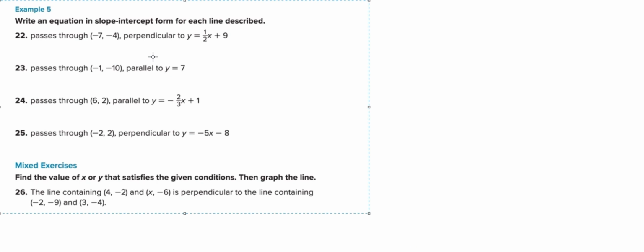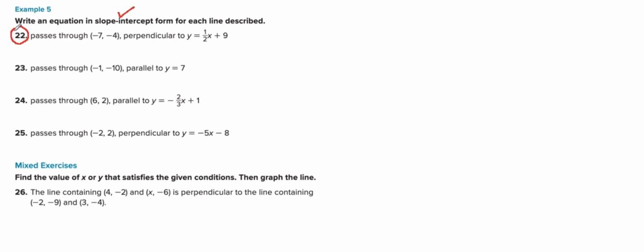Okay, so these are easy questions, not so difficult. Write an equation in slope intercept form. Question number 22. So what is the slope intercept form? The equation is y is equal to mx plus b.